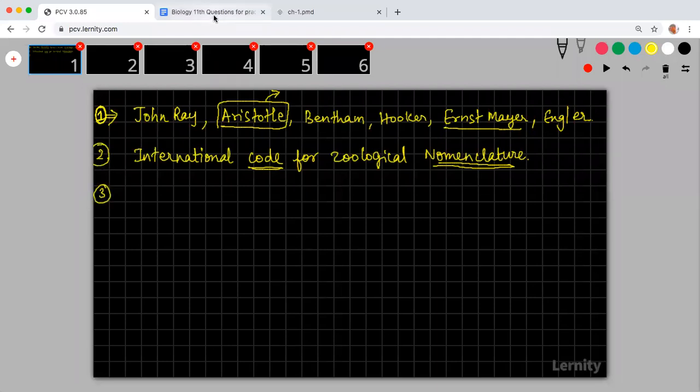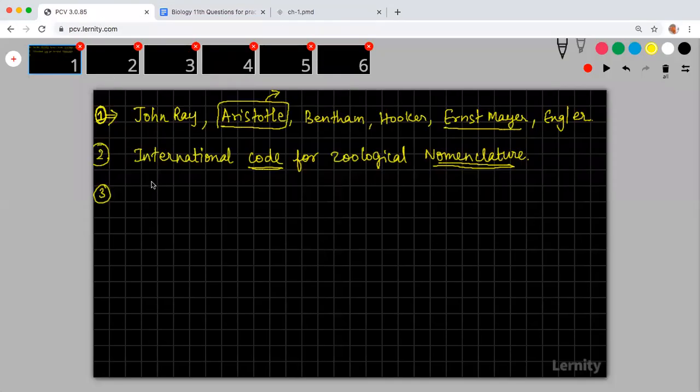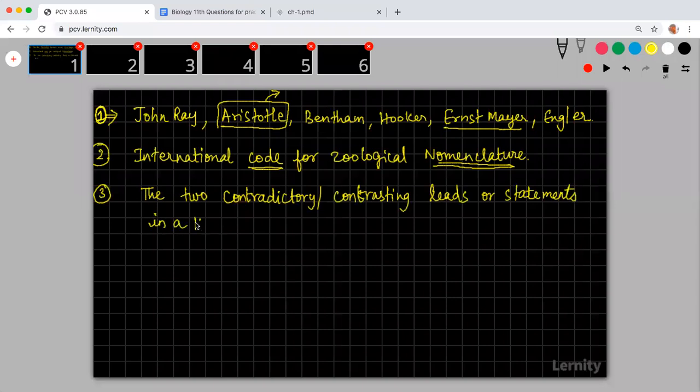Third question. Couplet in a taxonomic key means what? The two contradictory statements is what we call a couplet. The two contradictory or contrasting statements or leads in a key is called a couplet.